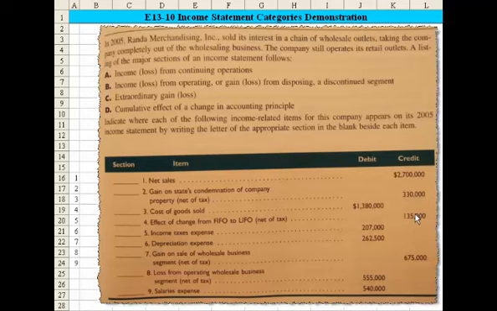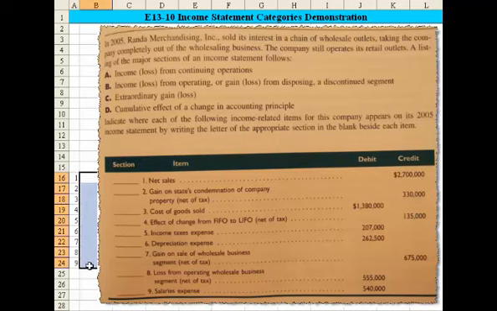A would be income or loss from continuing operations. B would be the income or loss from operating or the gain or loss from disposing of a discontinued segment. C deals with extraordinary gains and losses, and D represents cumulative effects of changes in accounting principles. Now, we're asked to indicate where each of the following income-related items for this company would appear on its 2005 income statement by writing the letter of the appropriate section in the blank beside each item.